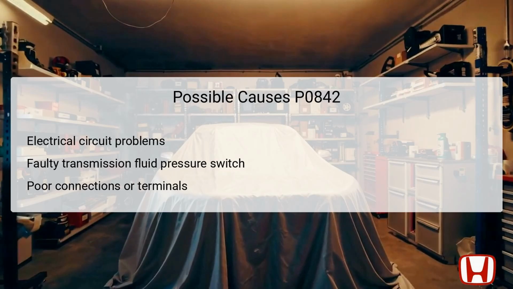Additionally, poor connections or loose terminals between the transmission fluid pressure switch and the PCM could lead to intermittent signal failures. It's important to thoroughly inspect each of these areas as part of the troubleshooting process. The DTC indicates a failure specific to the circuit and not a mechanical fault, guiding the technician toward an electrical issue.